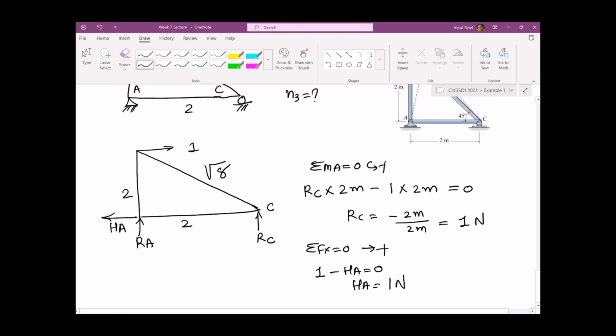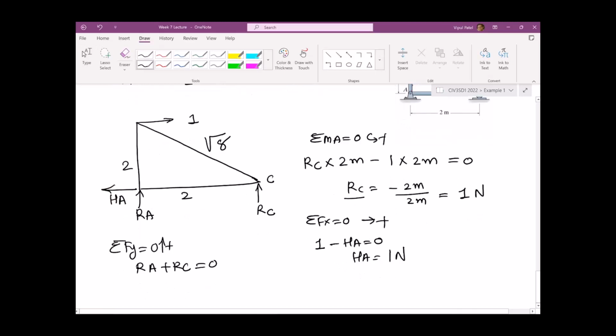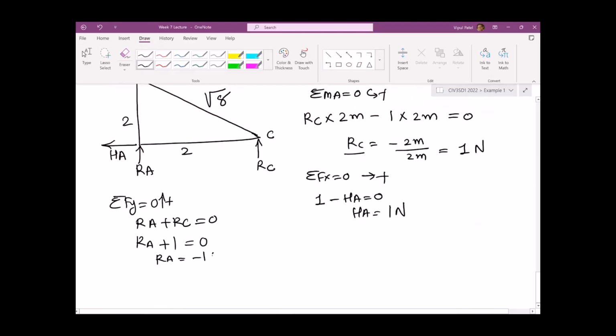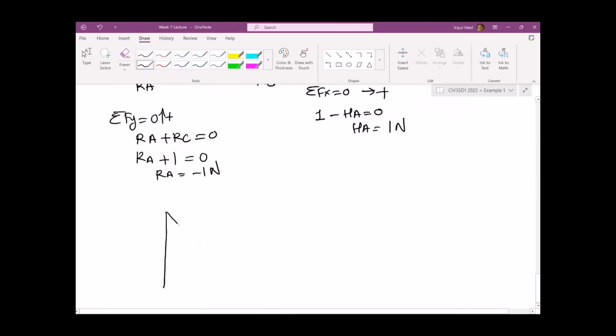Then, for the sum of the forces in the y direction, upward is positive: RA plus RC equals 0, and RC is 1, so RA equals minus 1 newton. Right, so we have found all the reaction forces. Let's put them in the free body diagram.